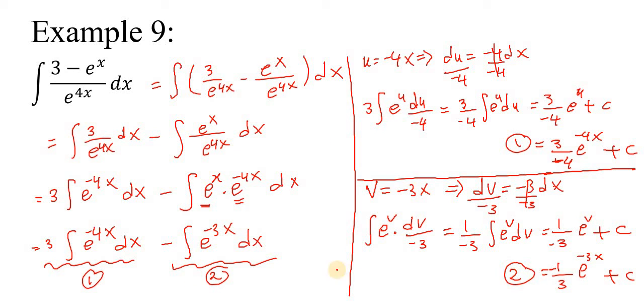So to write the final answer, we can say this is equal to negative 3 over 4, or 3 over negative 4, e to the negative 4x, and then we write the other one, minus 1 over 3 e to the negative 3x plus 1 constant c. And that will be the final answer for that question.